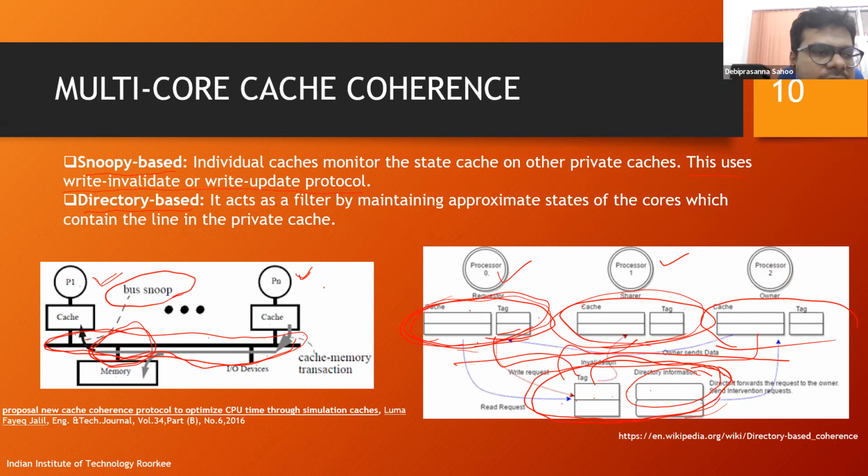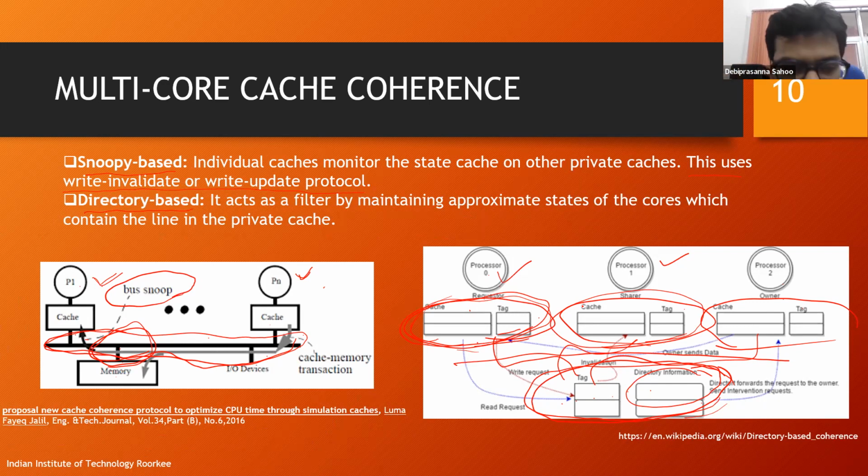So this is how Snoopy-based and directory-based coherence protocols are implemented. The basic idea is that in a Snoopy-based coherence protocol, you have a bus and all the cores are connected onto that bus, and one core looks at what is happening with the other cores. Whereas in a directory-based scenario, you don't have a Snoopy system. That means one core does not listen to the other core. It is the shared cache which keeps the approximate state information of all the lines present with the private caches, tries to resolve the coherence problem there itself, and reverts back to the requesting core with the appropriate state information.